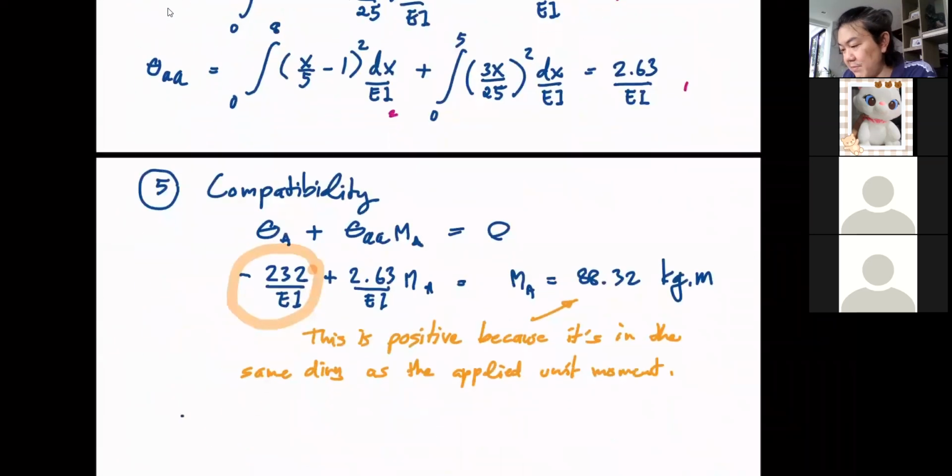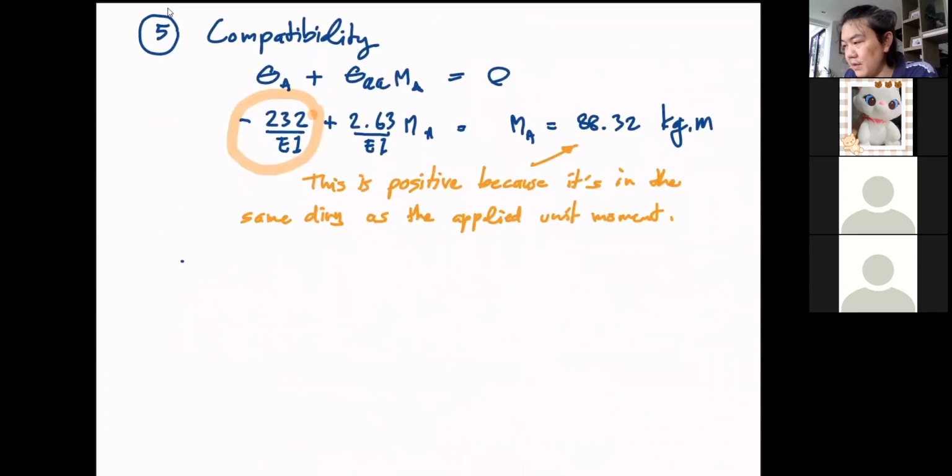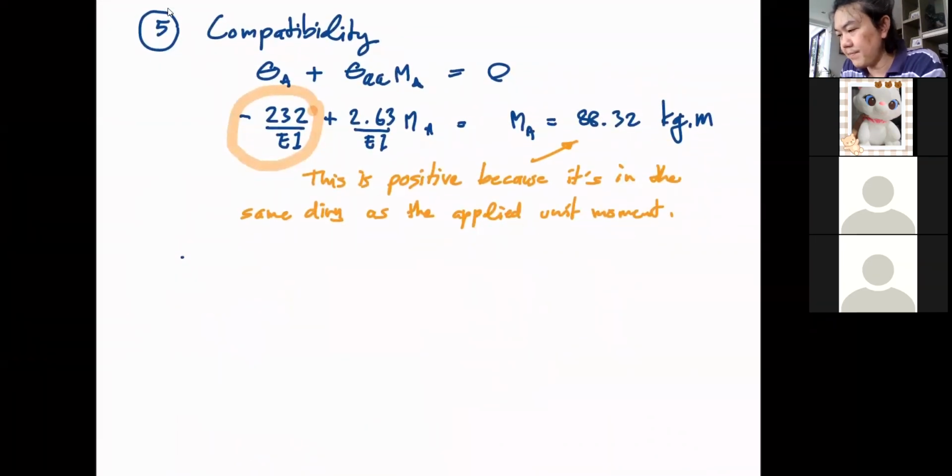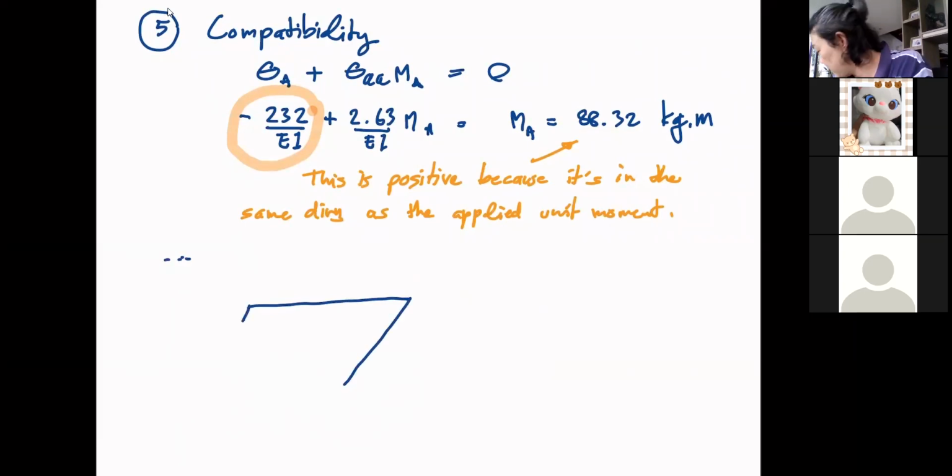We still have 10 minutes to go, so I can probably finish this. The next step is just to complete the analysis of the structure. Now we can calculate the reaction by summing up the two cases together. First one is this one. We have 10 here, right? Right here is 40. That's 50, plus this one.